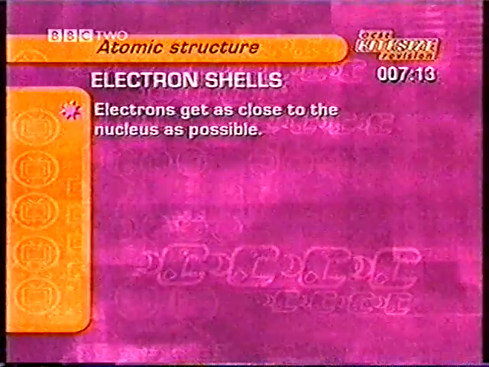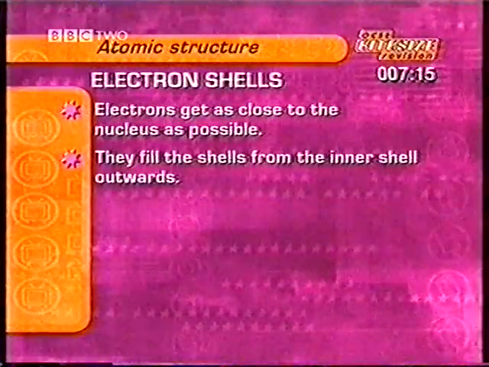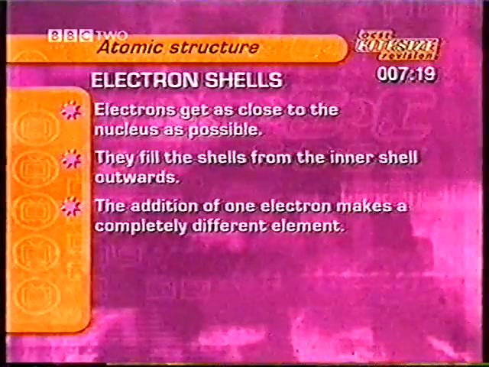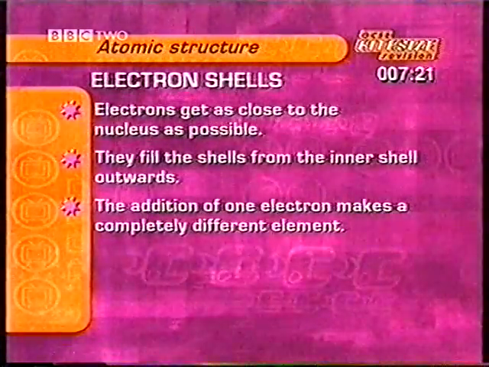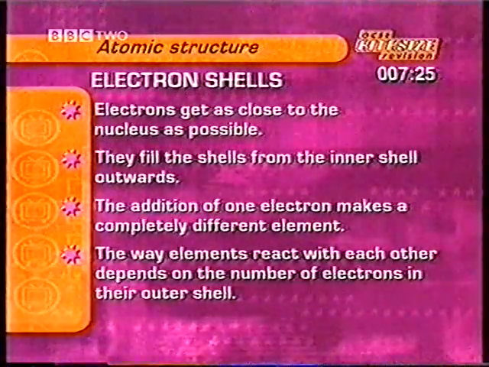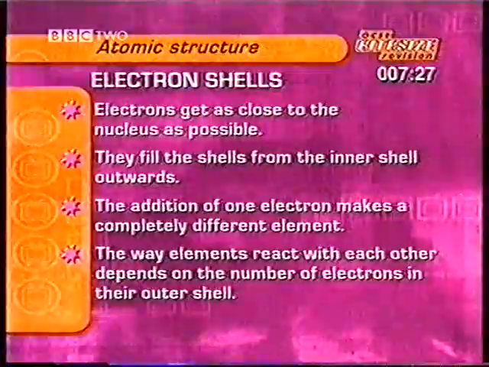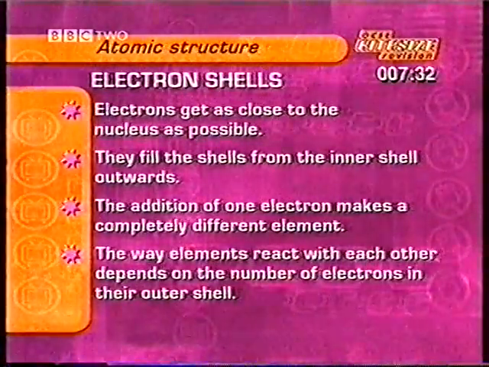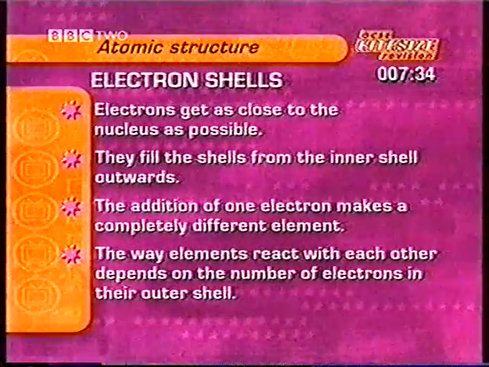Electrons get as close to the nucleus as possible and fill the shells from the inner shell outwards. The addition of 1 electron in a shell makes a completely different element. The way elements react with each other depends on the number of electrons in the outer shells. There's more about this in the section on the periodic table in Patterns of Chemical Behaviour.